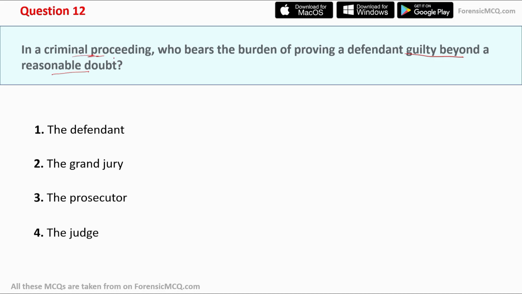So in a criminal proceeding, the burden of proof is borne by the prosecutor. So the correct answer for this is the prosecutor. And one more thing, this burden never shifts. It always stays with the prosecutor. So this burden is always on the prosecutor from the day the trial starts to the day the trial ends.